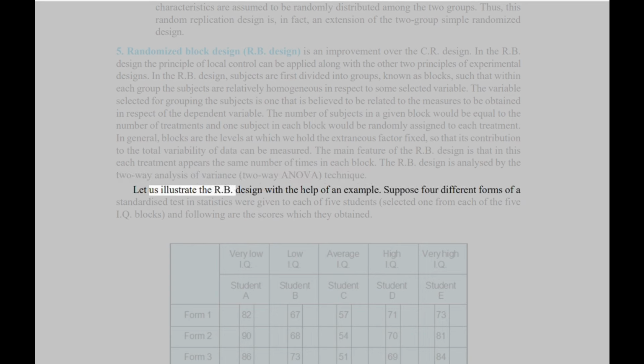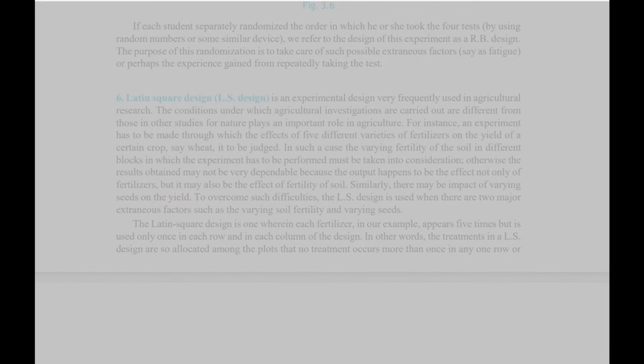Let us illustrate the RB design with the help of an example. Suppose 4 different forms of a standardized test in statistics were given to each of 5 students, selected one from each of the 5 IQ blocks, and following are the scores which they obtained. Fig. 3.6.